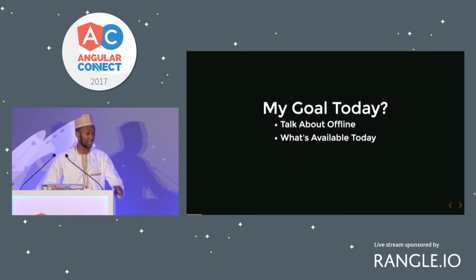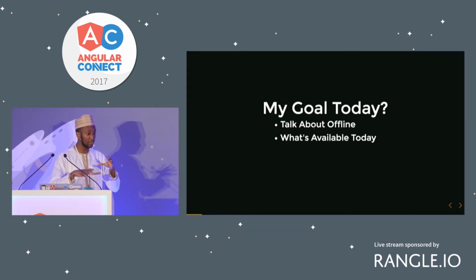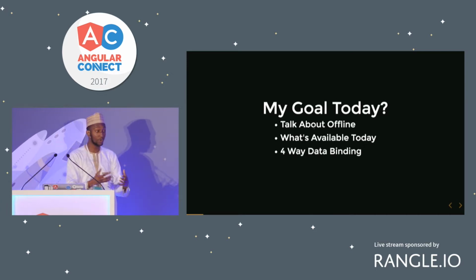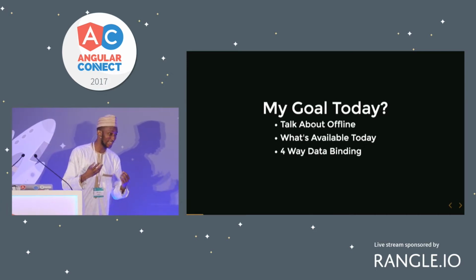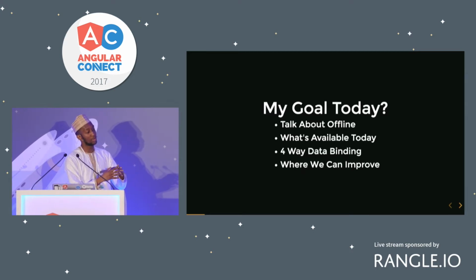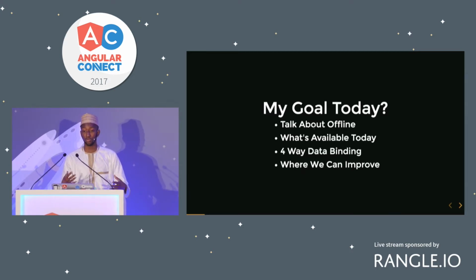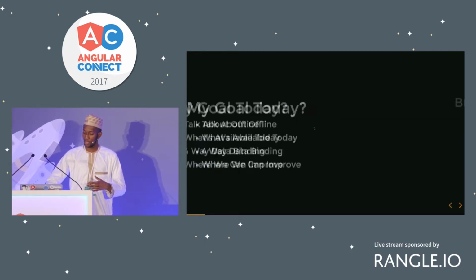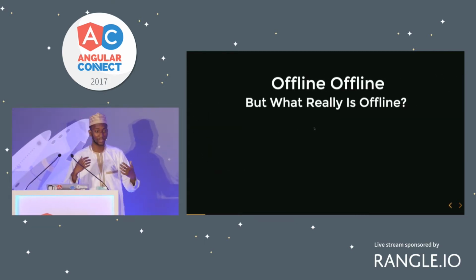I'm going to show you what's available today, the offline stuff that we have today and how it works. We're going to talk then about four-way data binding. I'll show you what exactly I mean by the term four-way data binding. And I can also talk about where we can improve as a community in terms of the things we're doing with our applications. So offline, this is a word you hear a lot.